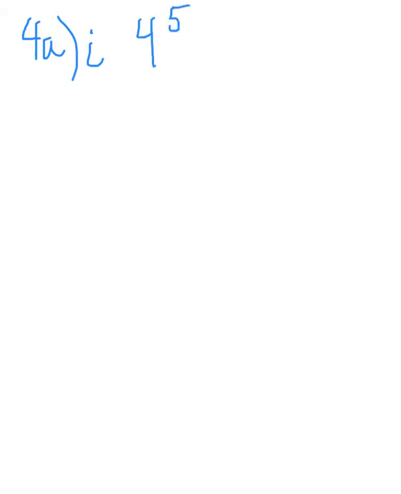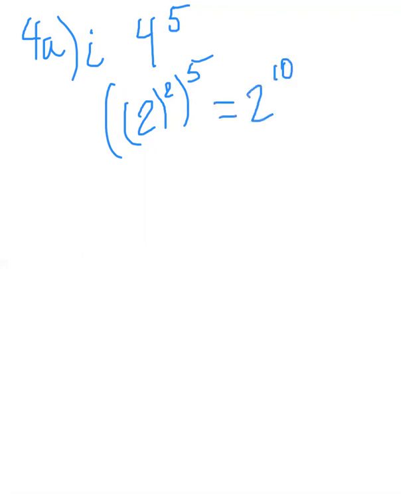It's asking us to have a prime number as the base. Well, a prime number that is related by exponents to the number 4 is 2. So 4 is the same thing as 2 squared, and that's being raised to the 5th power, and an exponent being raised to an exponent is the same thing as multiplying, so this is the same thing as 2 to the 10th, and that is my final answer.